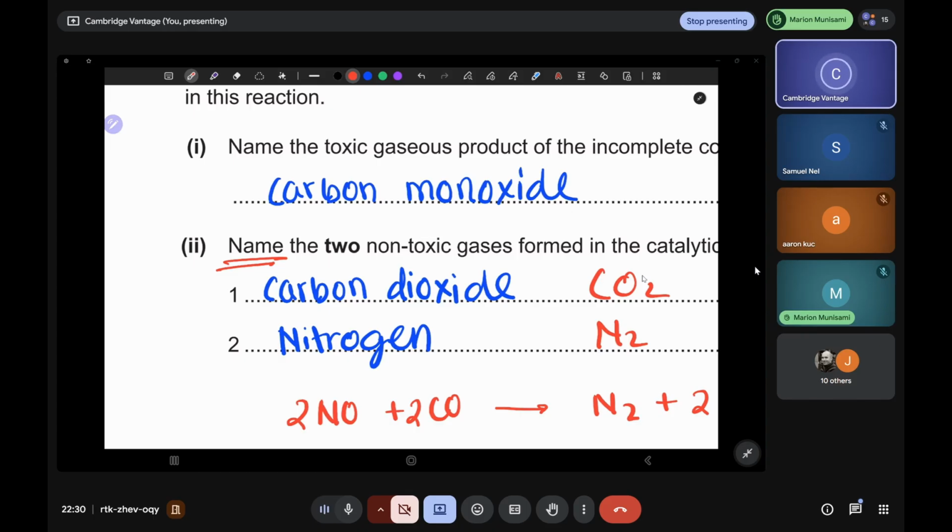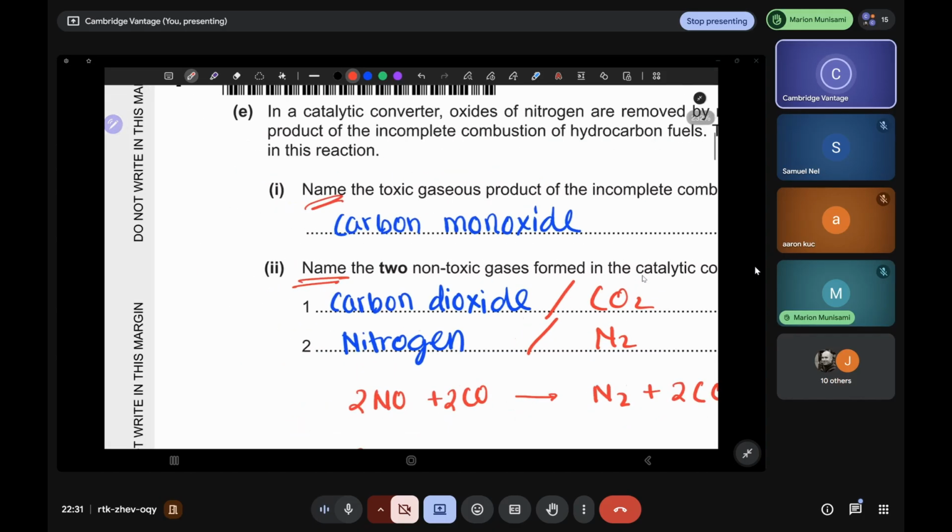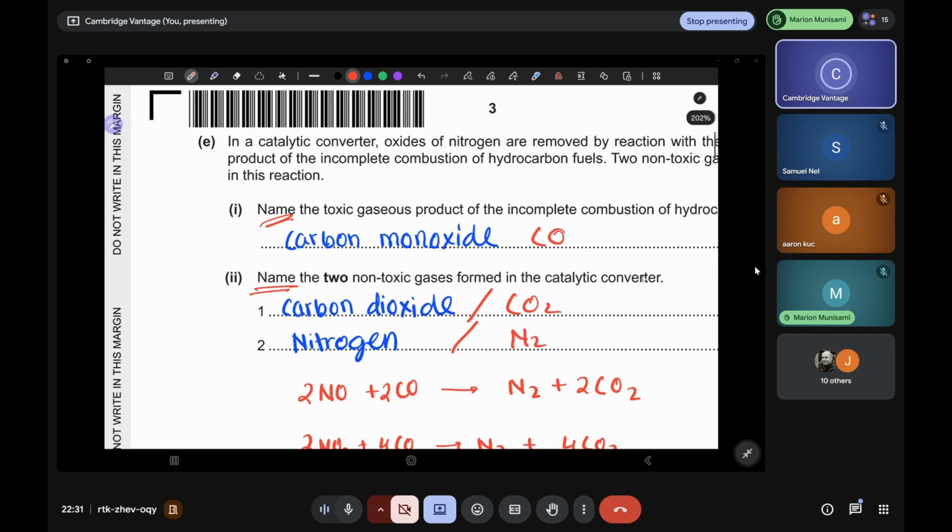If they ask you to, let's say, identify 2 non-toxic gases, then you have the liberty to choose between the name or the formula. Both are fine in that case. But when it's name, always name, and the same applies for the other one as well. If you had written CO over here, 0. And that is how a lot of students end up losing marks.